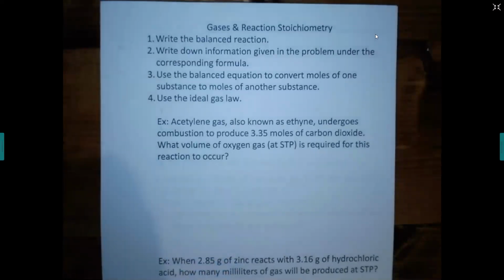Good morning, everyone. Today, I'm going to be teaching you how to use gas laws and stoichiometry. So we're going to be combining concepts from our last two units. You'll notice the notes for this are pretty straightforward.